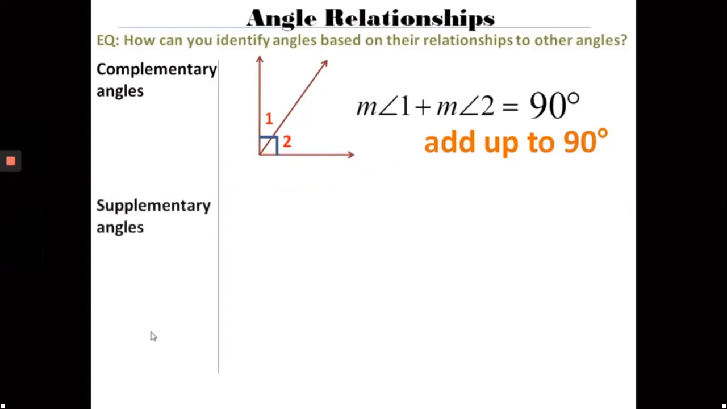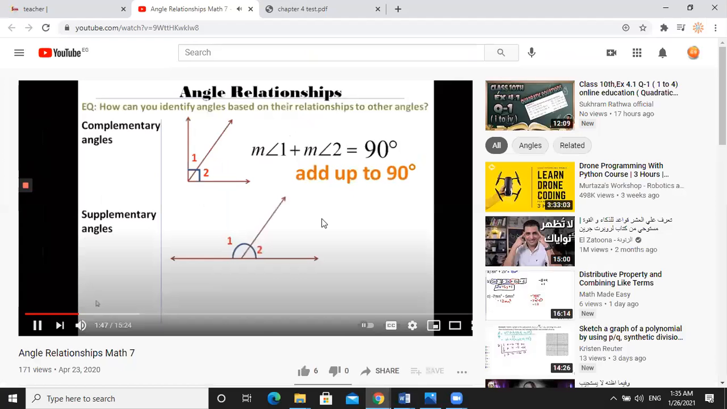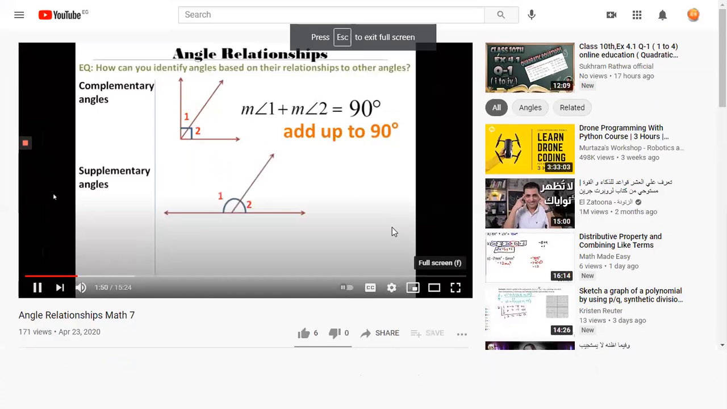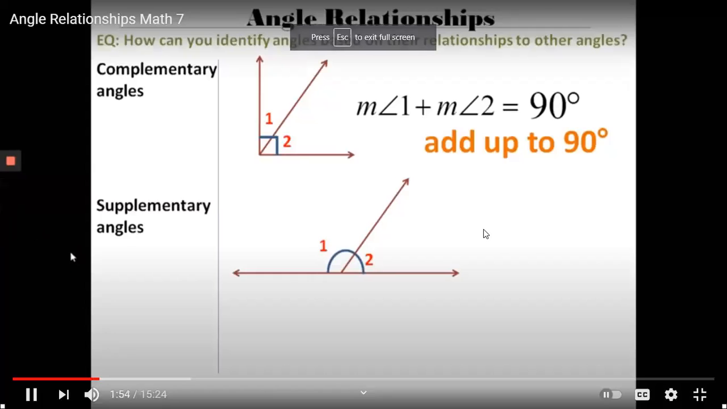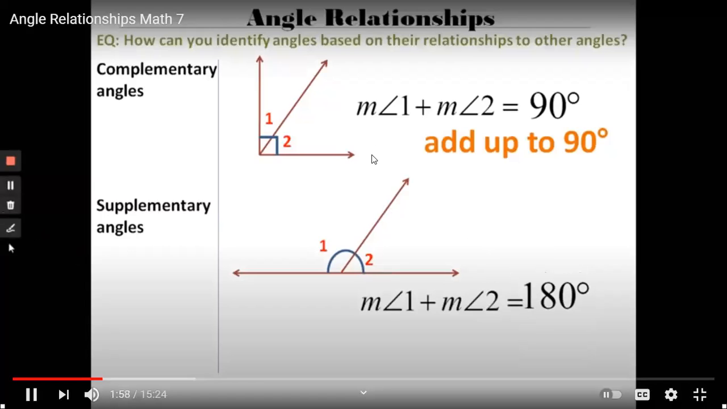Now, supplementary angles are angles that, when you put them together, look at this straight angle right here. We all know that it's 180 degrees. So when I cut this into two angles, I still know that those two angles add up to 180 degrees. So since the measurement of angle 1 and angle 2 equal.